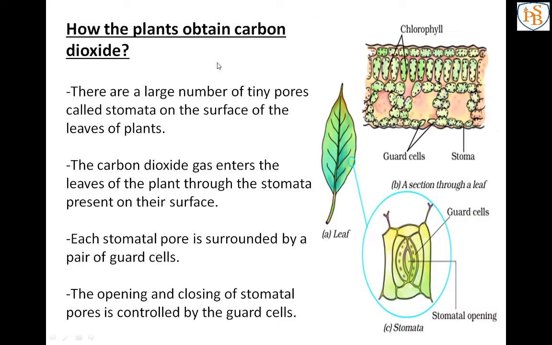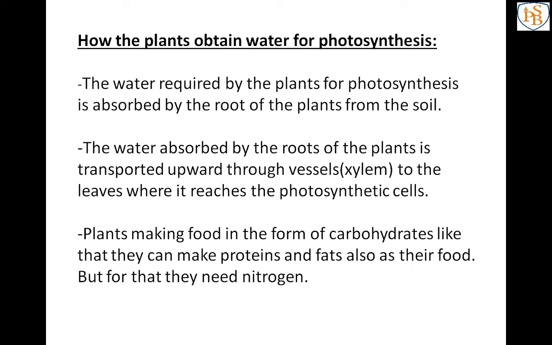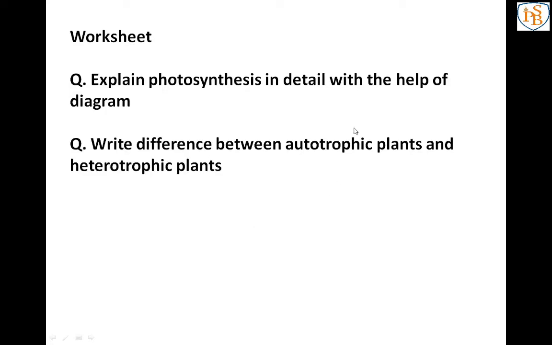Next point, we have learned how the plants obtain the carbon dioxide, that is with the help of stomata present on the leaves, and how the plants obtain water, that is by roots from the soil, and the pipes through which the water is transported are known as xylem. So that is all about photosynthesis. Then I hope that you have completed these questions.